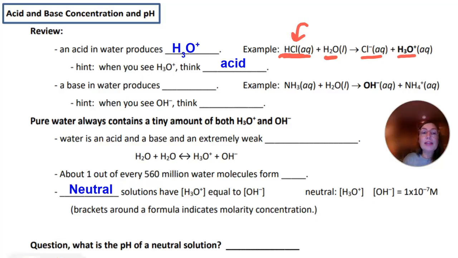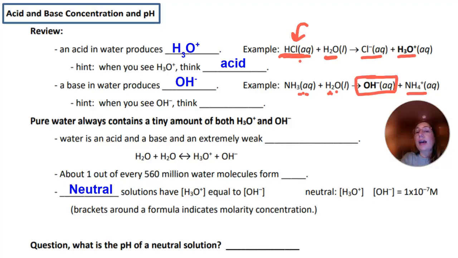Okay, a base in water produces OH- or hydroxide. So, an example of this is NH3, aqueous. So this is ammonia, aqueous plus water, liquid, makes OH- aqueous, so hydroxide, plus NH4+. The idea here is the opposite. An H from water is going over to the NH3. And when the H from water goes over to the NH3, water is left with O and only one H to make hydroxide. And the NH3 becomes NH4+.